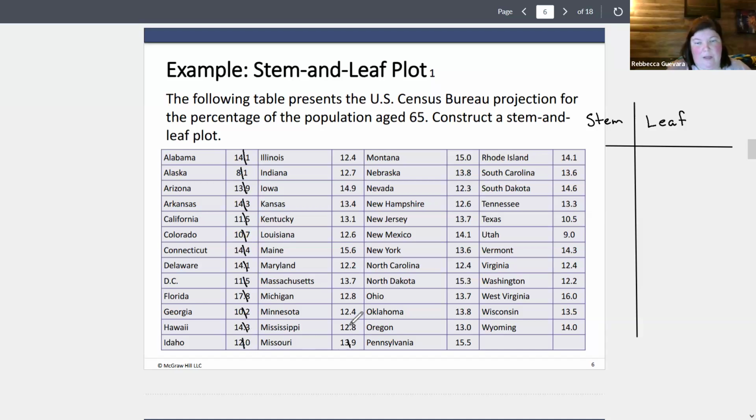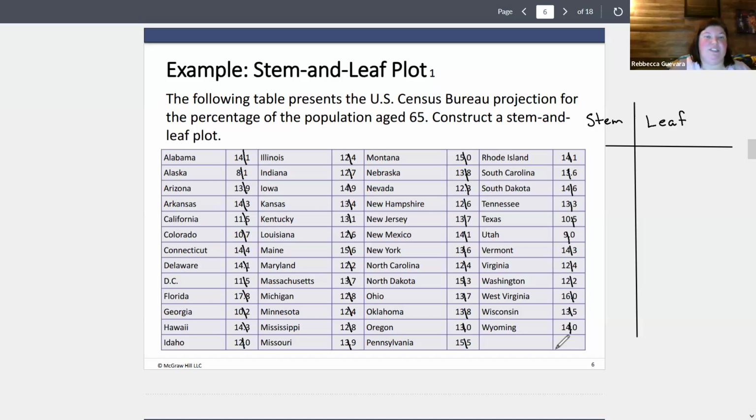Okay. So let's do this for all of them very quickly. Hopefully we don't miss something here. It's a lot of data to look at really quick. But what's going to end up being the stem is those first two numbers. So we have some 13s, there's a 15, a 14, another 13, a 10, a 9, a 14, 12, 16, 13, 14.